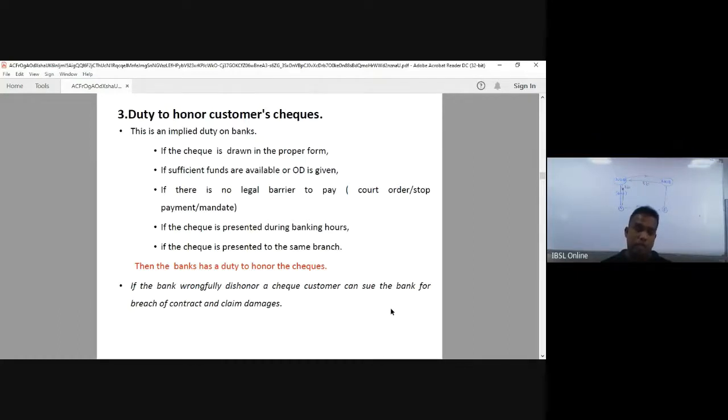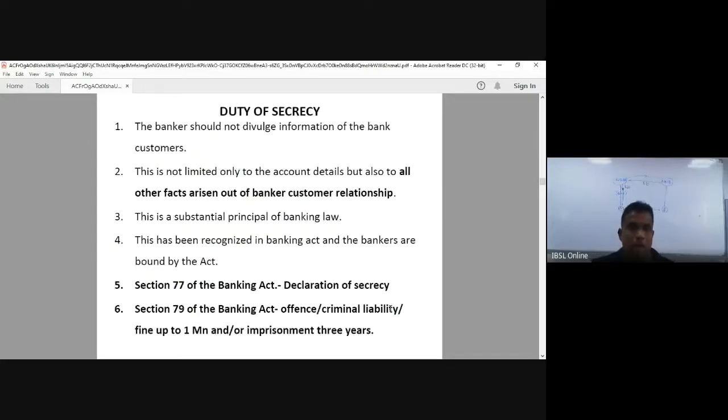The check is in proper form, money is available in the account, there is no legal barrier, the check is presented during working hours, and the check is presented to the branch. Then all five conditions are fulfilled. The bank has a duty to honor the check. The bank has no reason to return the check. If the bank returned the check or didn't pay the check, it's a breach of contract. In a situation like that, the customer can sue the bank and ask for damages.